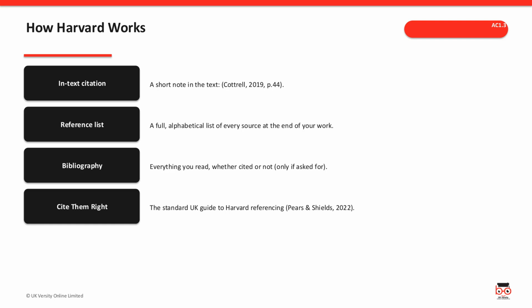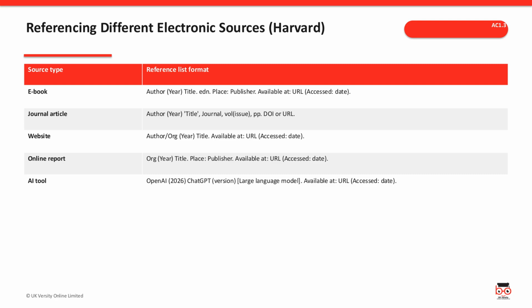Harvard has 3 parts worth knowing. The in-text citation is a short note in the flow of your writing, like Cottrell, 2019, page 44, while the reference list is the full alphabetical list of everything you cited at the end. A bibliography is everything you read, whether you cited it or not, and you only include it if you're asked. The standard UK guide for all this is Cite Them Right by Peers and Shields. Different source types have slightly different recipes, but the pattern is consistent.